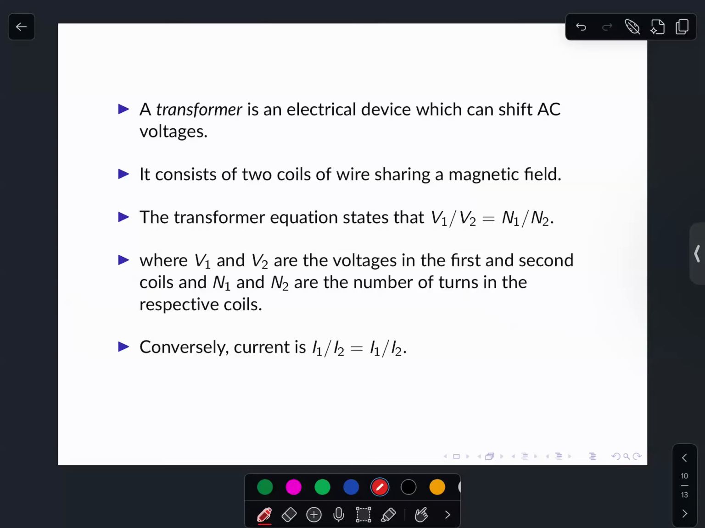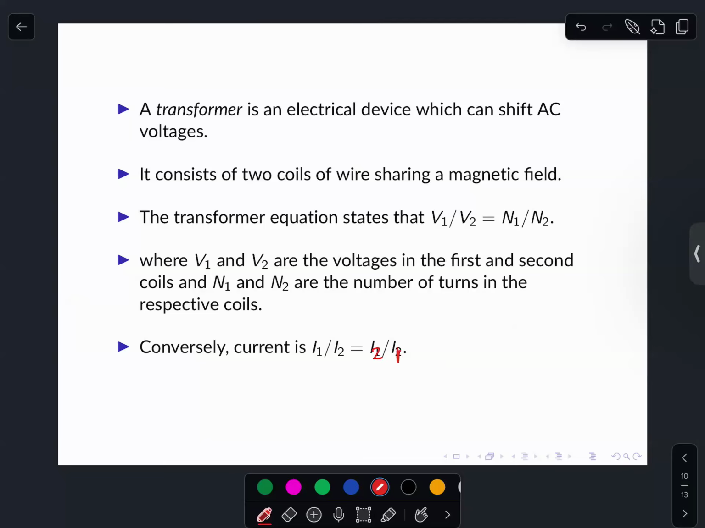A transformer magnetically, not magically, magnetically transfers energy. Inside are 2 coils that feel the magnetic field inside them. Here is the one and only equation you have to know about. Transformer equation that you need to know is that the voltage ratio is directly proportional to the turns ratio.